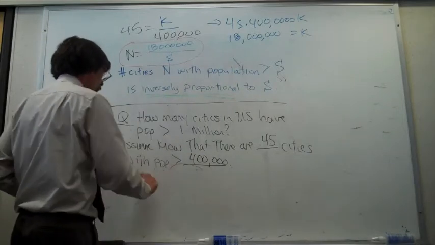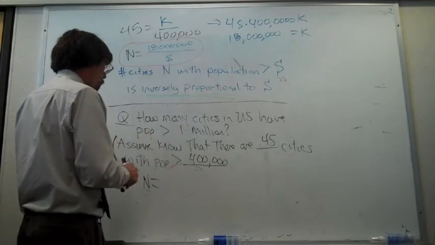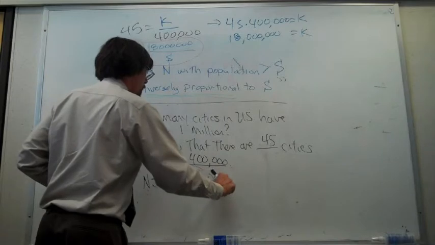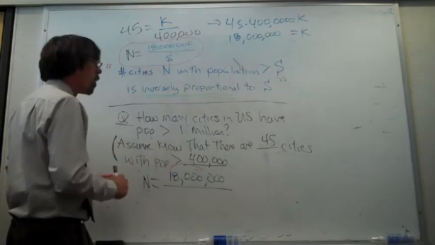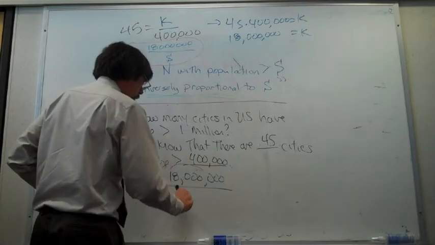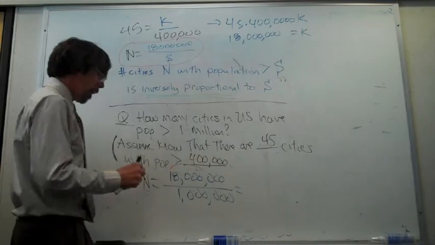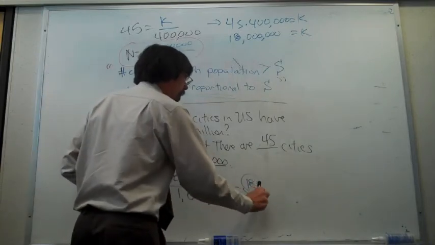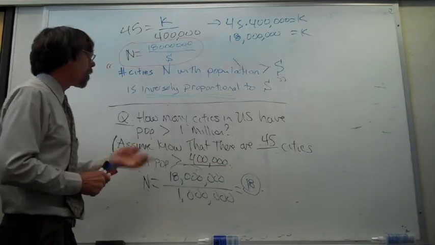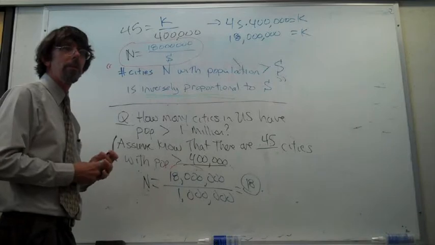And Zipf's law says that N should be 18 million over 1 million. So we're going to plug in that S equals 1 million. And what's 18 million over 1 million equal to? 18. It's 18. So Zipf's law is going to predict that there are 18 cities in the United States over 1 million. So let's see how good Mr. Zipf is.